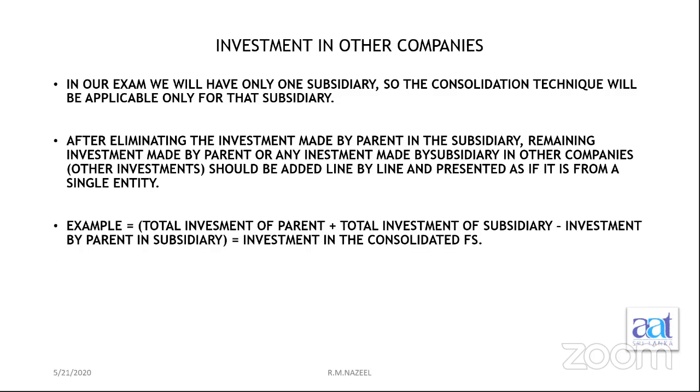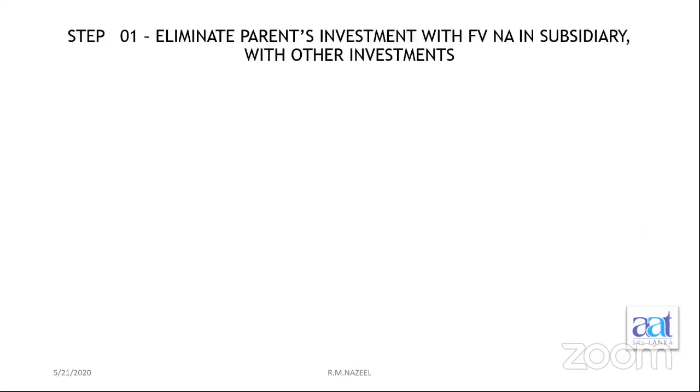So I have given the formula, you can see as an example: total investment in the parent's books, total investment in the subsidiary's books, investment made by the parent in the subsidiary. You need to remove that because the consolidation is applicable only for that part, right? So therefore you have the investment in the consolidated accounts. So keep in mind, if in the examination the examiner gives you a higher amount of investment, you need to remove only the parent's investment in the subsidiary. The remaining investment will be kept as it is, right? Now I have given a question where you can see the question. See step number 1, a small variation. Eliminate the investment with other investments, right?